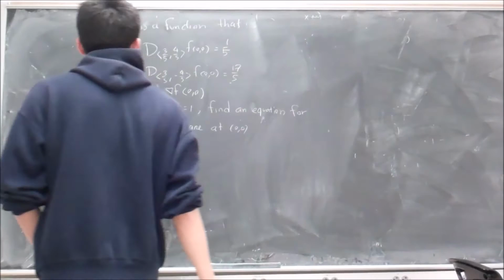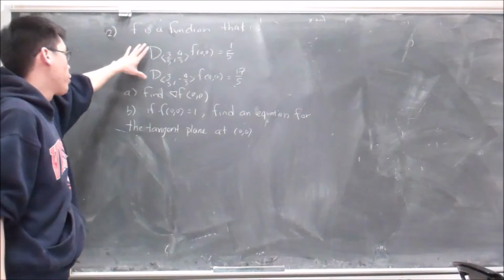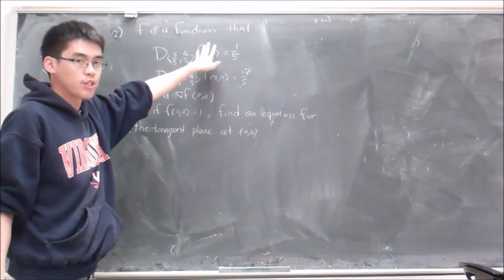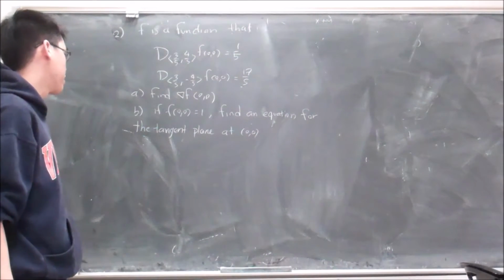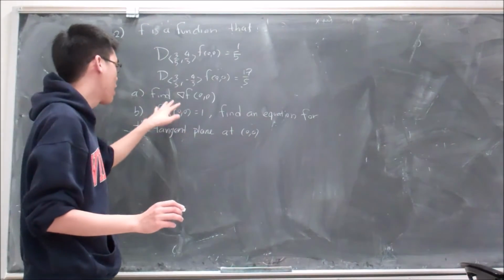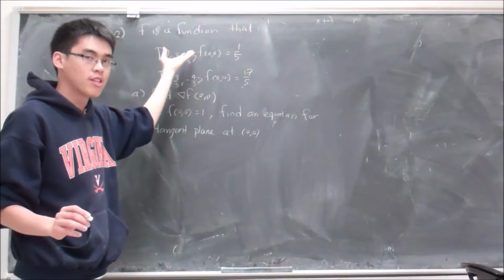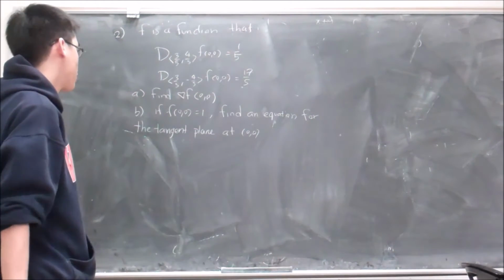Alright, so this question gives you a function and also gives you the directional derivative of the function at (0,0) in two directions, and asks you to find the gradient. This question is a little weird because usually they give you the gradient and ask you to find the directional derivative, but this one asks the other way around.